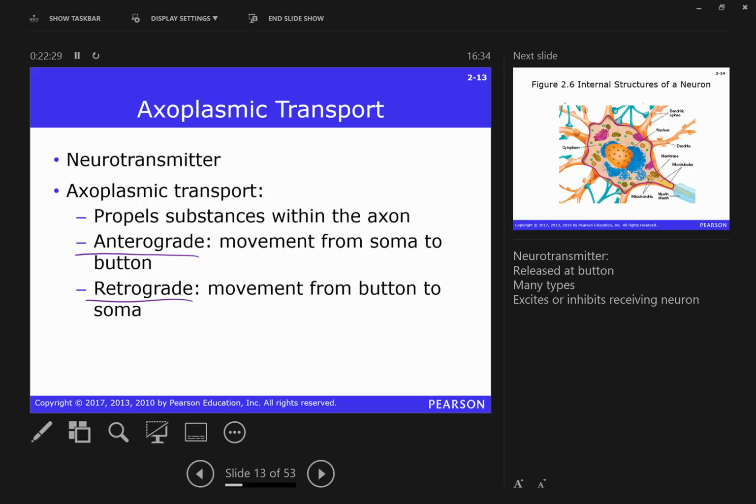That's going to be anterograde. Let's say you've got something down at the terminal buttons and it's broken. You got a broken receptor. You got a broken reuptake mechanism. What are you going to do? Pluck it back up, send it up to the cell body for recycling, right? So that's going to be retrograde. That's going to go in the other direction.